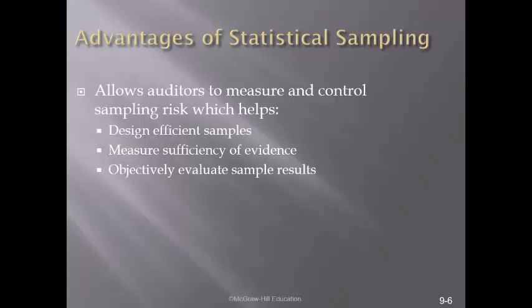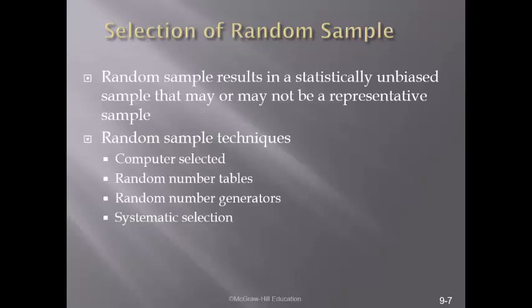However, these advantages are not obtained without additional cost of training the audit staff, designing sampling plans, and selecting items for examinations. For these reasons, non-statistical samples are widely used by auditors, especially for tests of relatively small populations. A common mistake is to equate statistical sampling with random sampling. Random sampling is simply a method of selecting items for inclusion in a sample. It can be used with either statistical or non-statistical sampling.